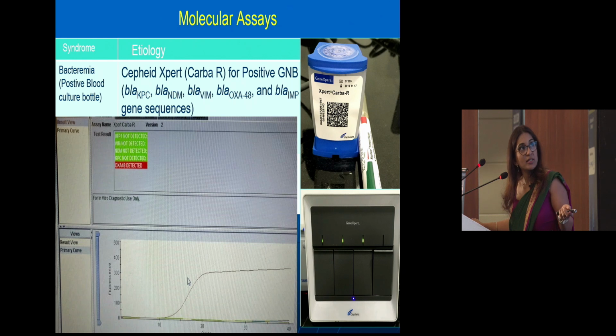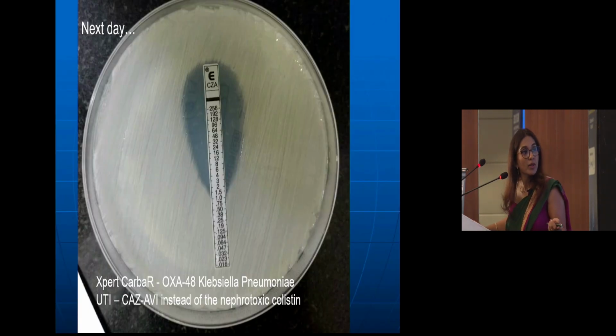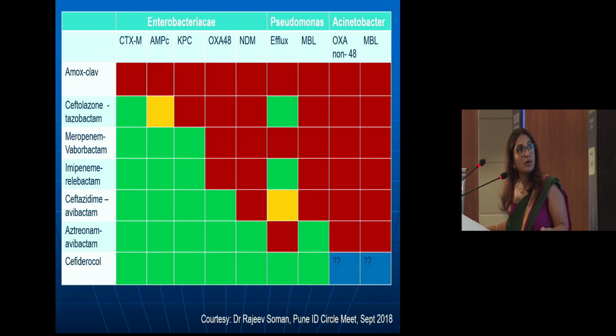So these are the rapid tests, the molecular assays, which can be done, and Dr. Neha is going to discuss more on the rapid assays and the POCT. Subsequently the E-test was performed, and ceftazidime-avibactam was susceptible with an MIC of 1. This is a table which can help us in choosing our antibiotics based on the mechanism of resistance.